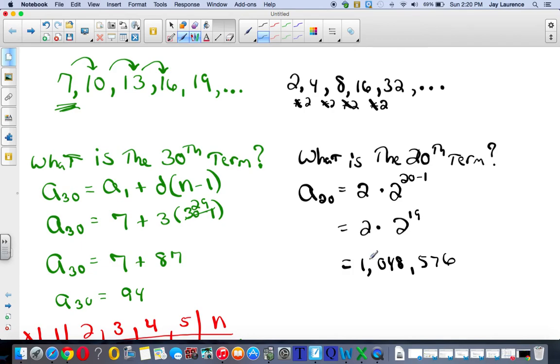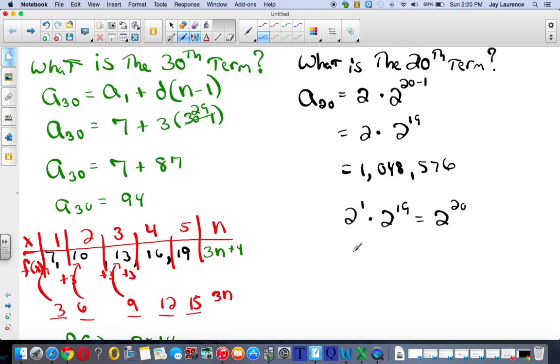All right, now back to what I was just saying. Wouldn't 2 to the 1st times 2 to the 19th be the same as 2 to the 20th, right? Remember we learned first semester, x to the 5th times x to the 7th would equal x to the 12th, right? The bases are the same, so you can just add the exponents.